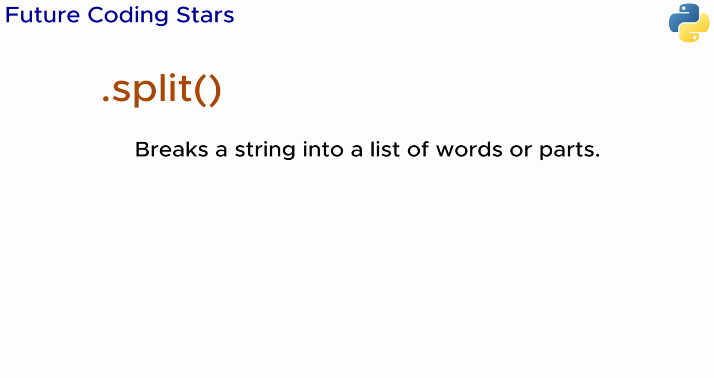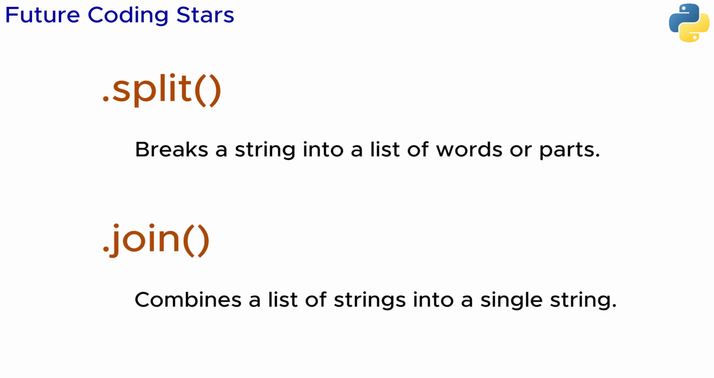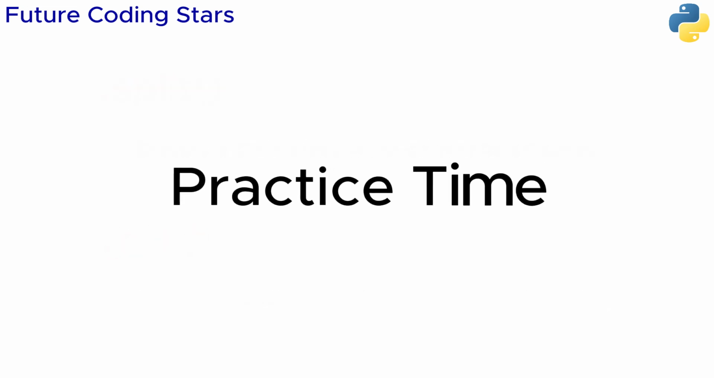There are many more string methods. Two important ones you'll see often are split, which breaks a string into a list of words or parts, and join, which does the opposite, combines a list of strings into a single string. We'll cover these more when we talk about lists in the next lesson. We've just covered some of the most common and useful string methods. Practice using them. The best way to learn is by doing.